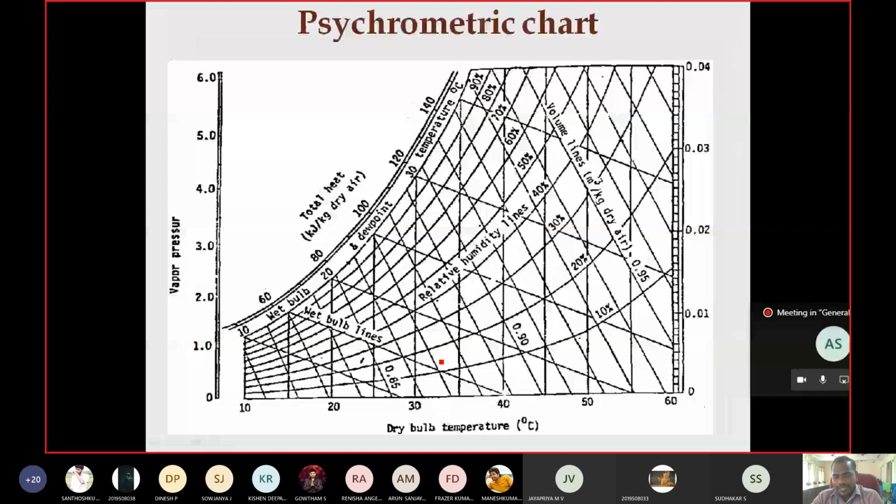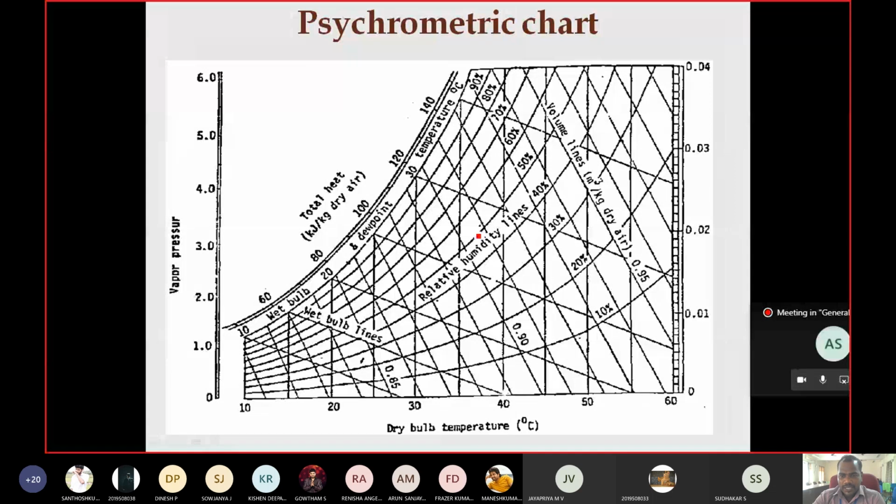So actually this is your psychrometric chart. It can be accessed through your property tables and charts. If you open your property tables and charts, you will find this psychrometric chart in the table. This psychrometric chart is used to get the properties of air. The properties of atmospheric air can be studied with the use of this chart.